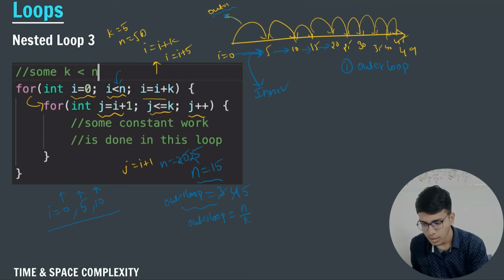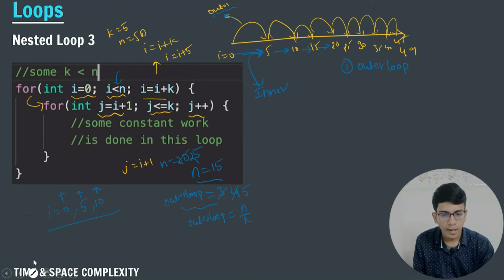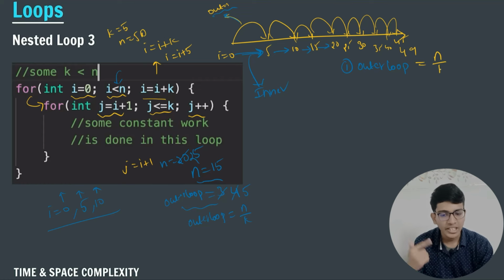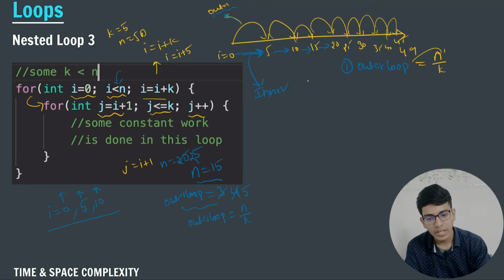So let me change the pen. This pen is not that visible, I think. Yeah, so our outer loop will become n divided by k. So how many times is our outer loop running? N divided by k times. So our outer loop is sorted. Now let us talk about our inner loop.